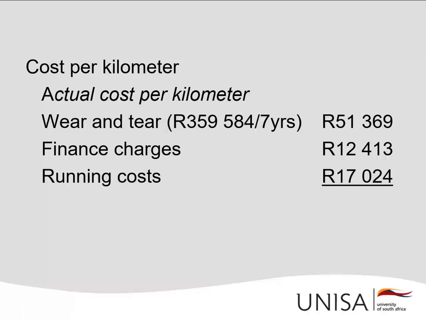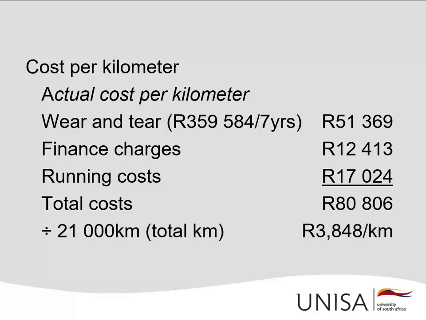So if we carry on with the example, the total costs for Penny add up to 80,806 rand. And if we divide that by the total kilometers, remember total cost divided by total kilometers gives us a cost per kilometer. That gives us 3 rand and 84 or 85 cents. The Act does work in 3 decimal places, so we'll work with 3 decimal places.